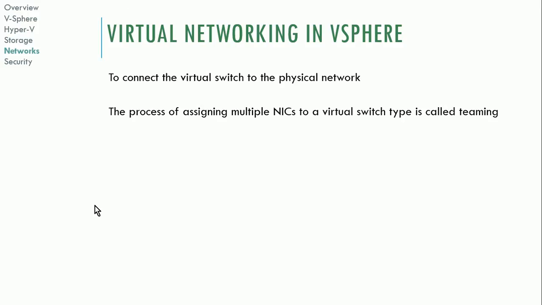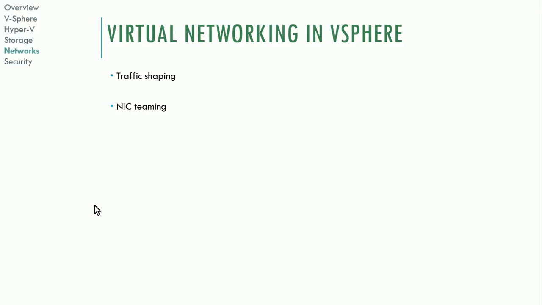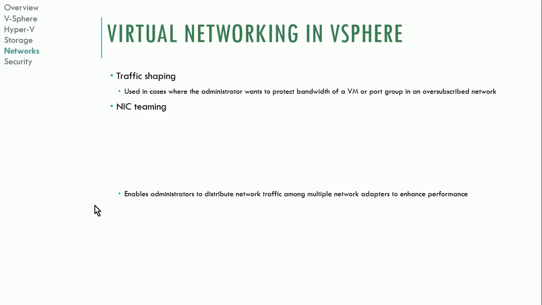To connect the virtual switch to the physical network, like I said, OpenFlow is going to be important, but in order to interconnect them, you're going to have to use uplink ports on your switches and configure an uplink from your virtual switch. The process of assigning multiple NICs to a virtual switch type is called teaming. We talked about teaming earlier in this presentation, but that's how you do that. In addition to allowing traffic to be grouped by type, port groups can also allow assigning network policies. And vSphere provides for three types of network policies: security, traffic shaping, and NIC teaming.